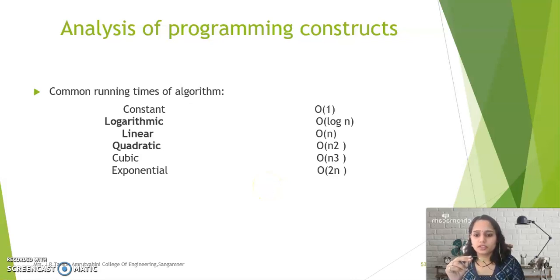So in the previous lecture we have seen how to find out time complexity using the frequency count method. In today's session we will see the analysis of different programming constructs. According to the running time of the algorithms, we have different programming constructs. For example, if some algorithm takes a constant time for the execution, then we call that a constant time complexity.